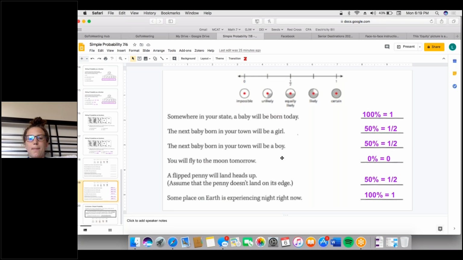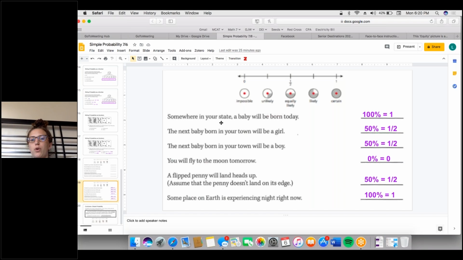And lastly, our last example says some place on Earth is experiencing night right now. Well, we know on Earth that at all times there's night somewhere, and at all times there's day somewhere. So there's a 100% chance that somewhere on Earth has night right now. That's definitely happening. We're certain about that. So that's 100% or 1.